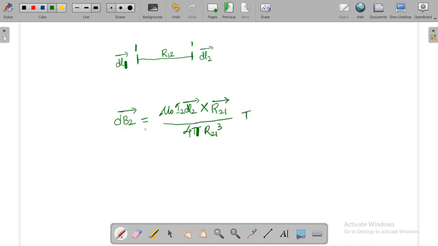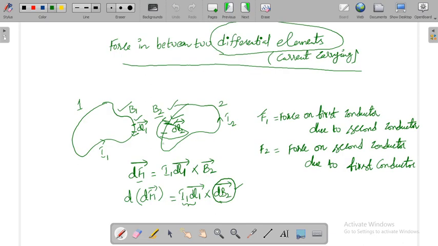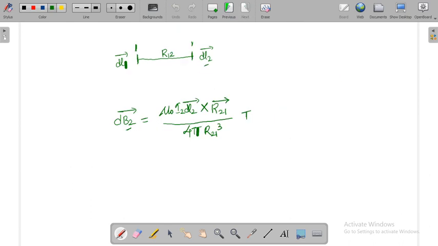This is the vector, the magnetic field due to the second differential current element at the first differential element. Now how can I write d of dF1 bar? It is I1 dl1 bar cross dB2 bar. Now just rewrite this equation. So dF1 bar is the differential amount of force on the differential element due to the other differential element.